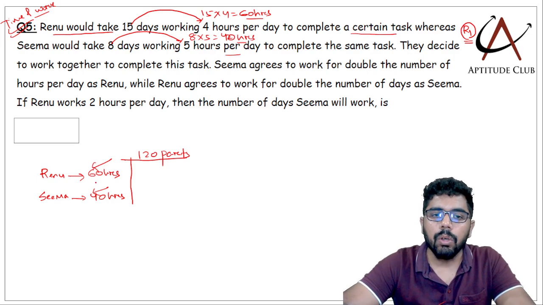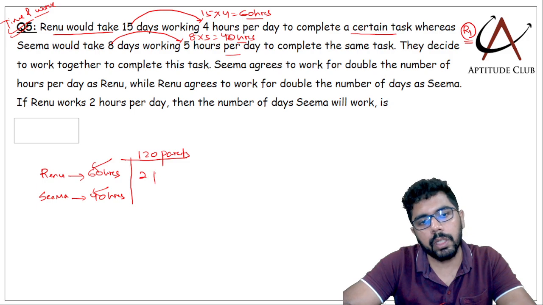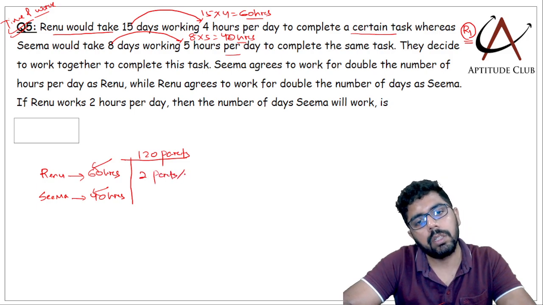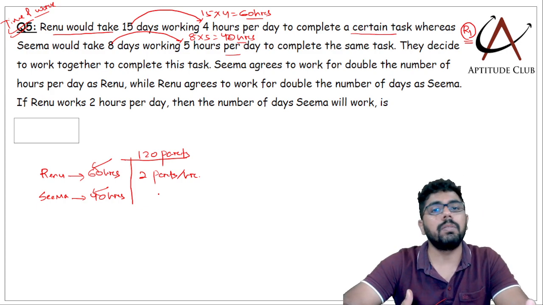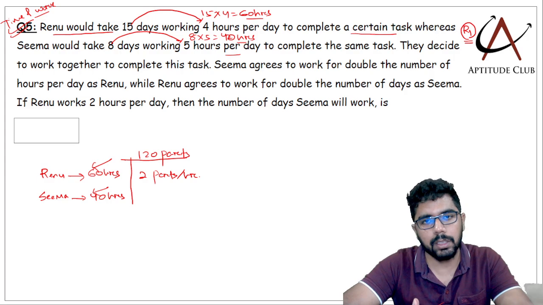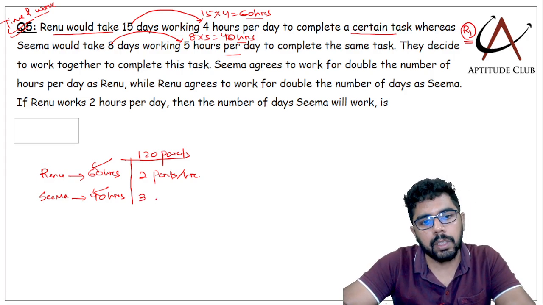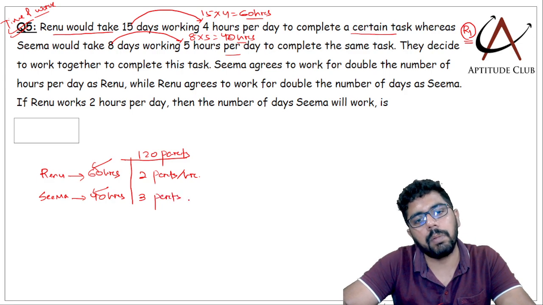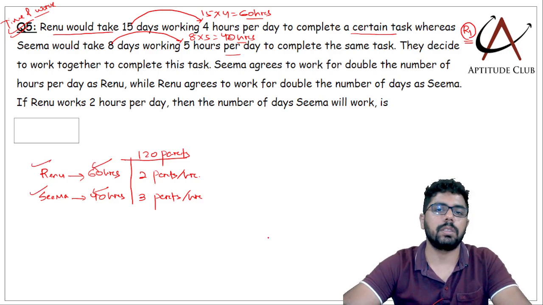So Renu is doing 120 parts in 60 hours. So per hour Renu is doing only 2 parts. Because I took 120, dividing it by 60 is easier. That's the reason I'm taking LCM. 120 parts in 40 hours again is 3 parts per hour by Seema. So I know how efficient they are working.